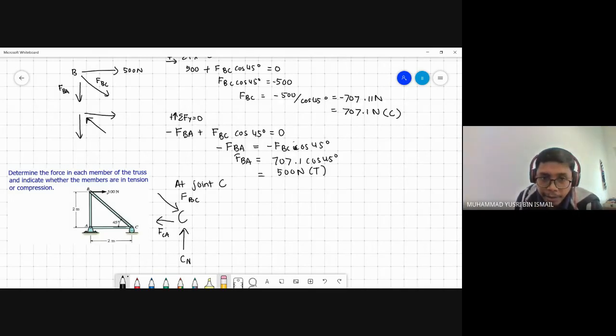Okay, so now we write an equilibrium equation. Sum of X equal to 0. So FBC again cos 45 degree.